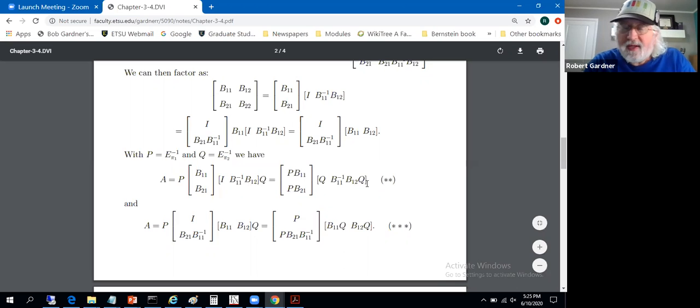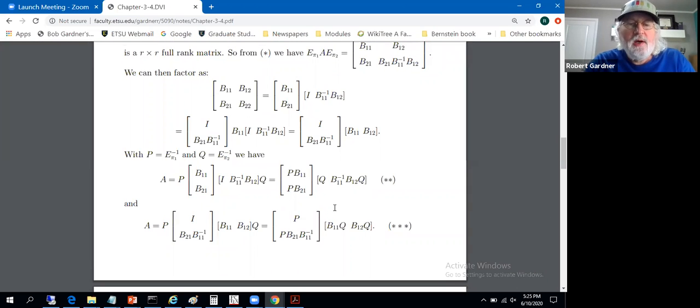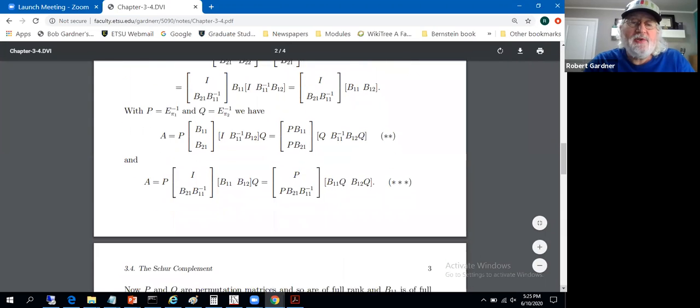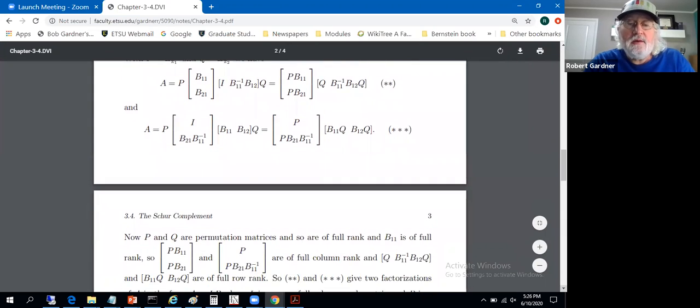We don't get any simplification on this one. And let's also look at this version of the matrix of B's and have P times that matrix of B's, but that version of it, times Q, and do the same thing. Put the P inside the first one and put the Q inside the second one. Okay, that gives us two representations of matrix A.